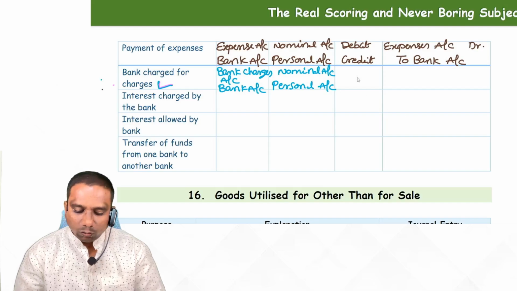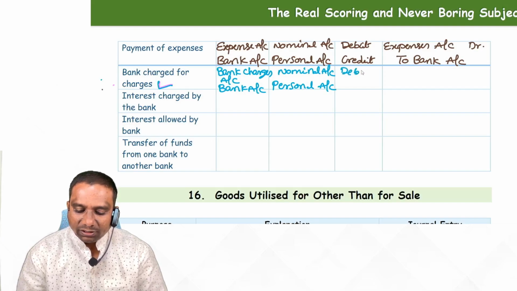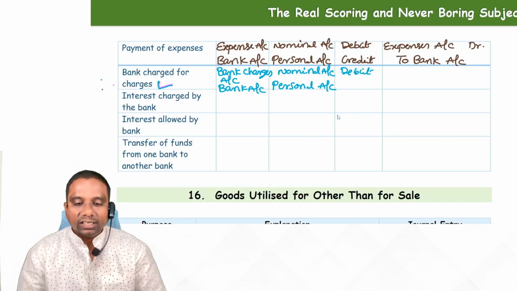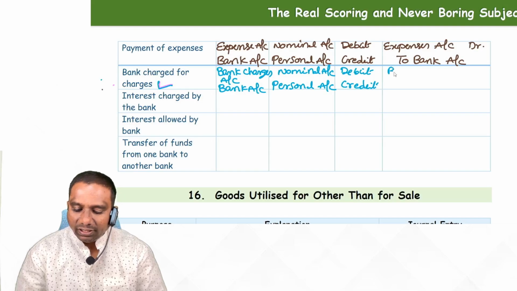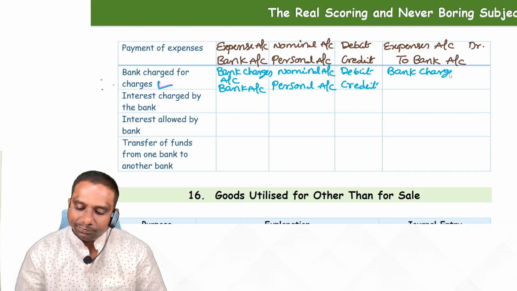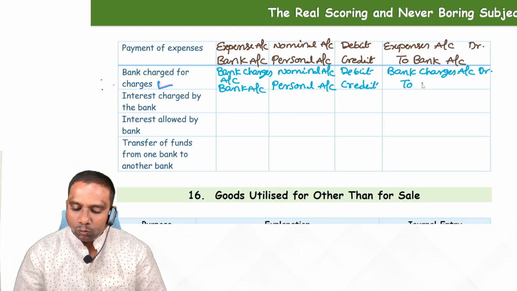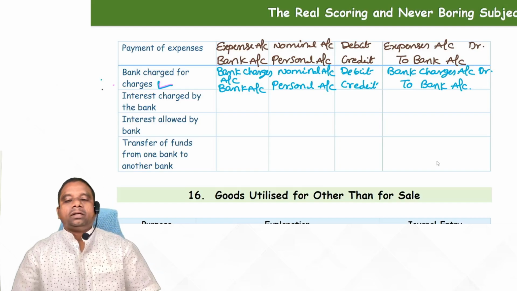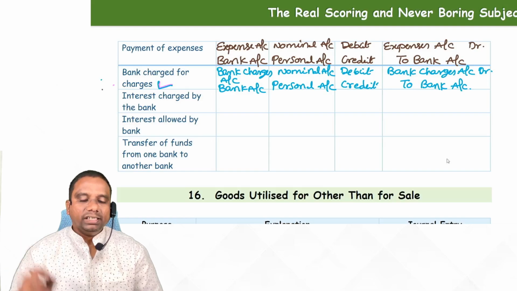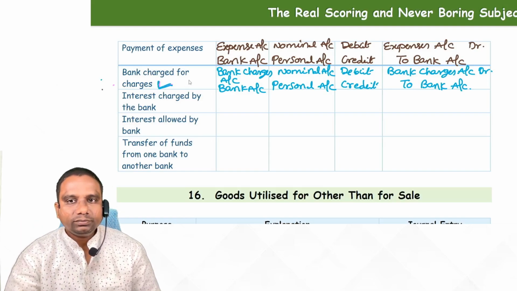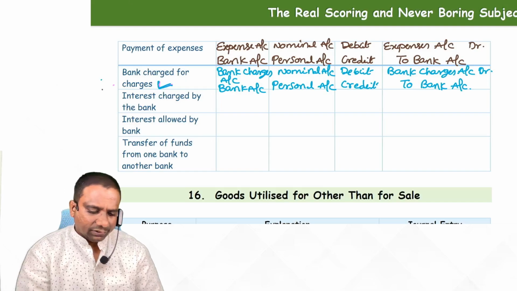Yes, sir. Now, nominal account rule: debit all expenses and losses. Personal account rule: credit the giver. So what is the entry we write? Bank charges account debit to bank account. That is the entry we record. Yes or no, students?